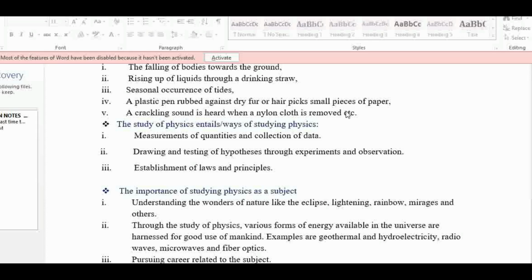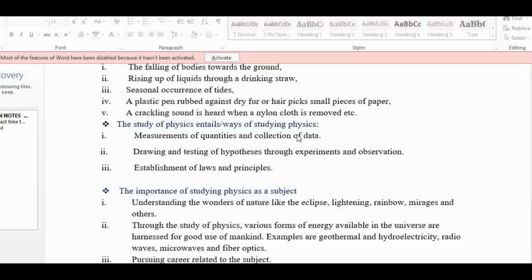Then we have the crackling of sound, which is normally heard when a nylon cloth is removed from the body. There are some clothes which, when we remove them from our bodies, normally produce a crackling sound, and at the same time can even produce some sparks at night. So through the study of physics, you'll be able to understand why this crackling sound and these sparks are produced. The study of physics entails some ways of studying physics.